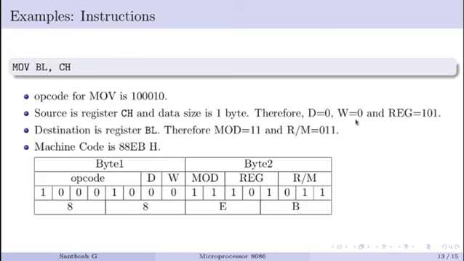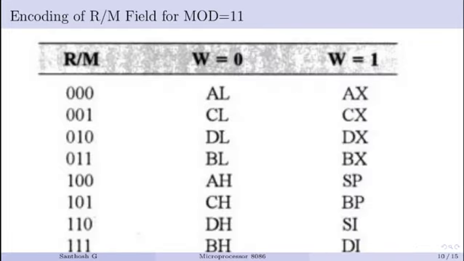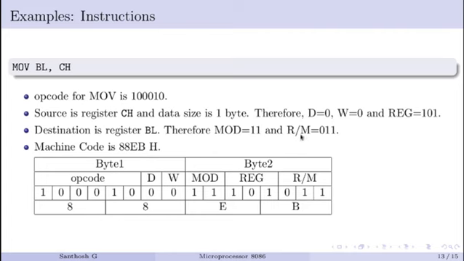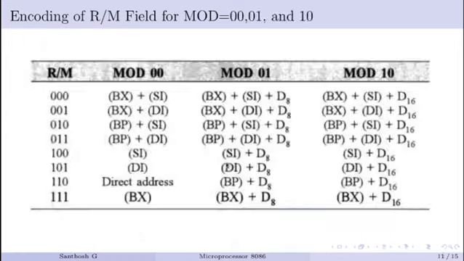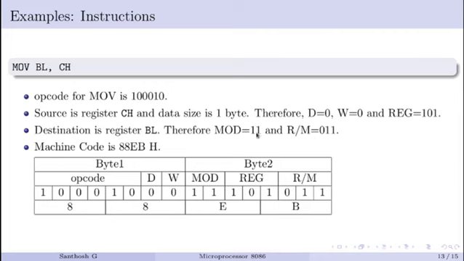Therefore we have d equal to 0, w equal to 0, and reg equal to 101. Now the destination is also a register and it is BL. Therefore the mode and RM field together should specify the register BL. If you look back you can see that mode equal to 11 specifies a register and RM equal to 011 specifies the BL register. So we have mode equal to 11 and RM equal to 011.